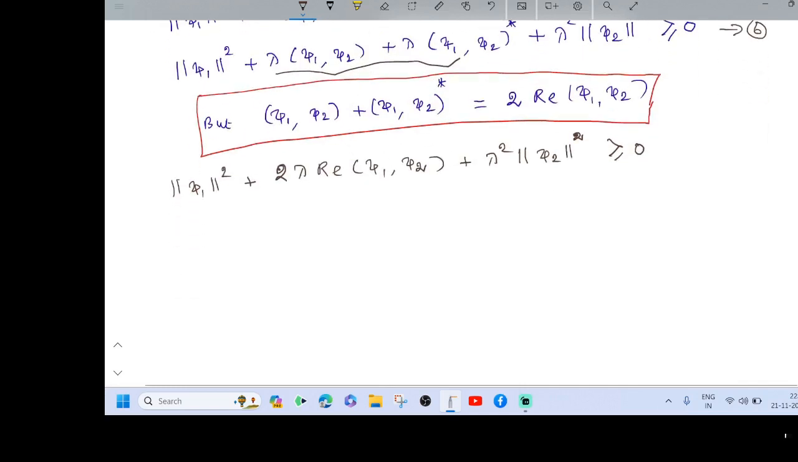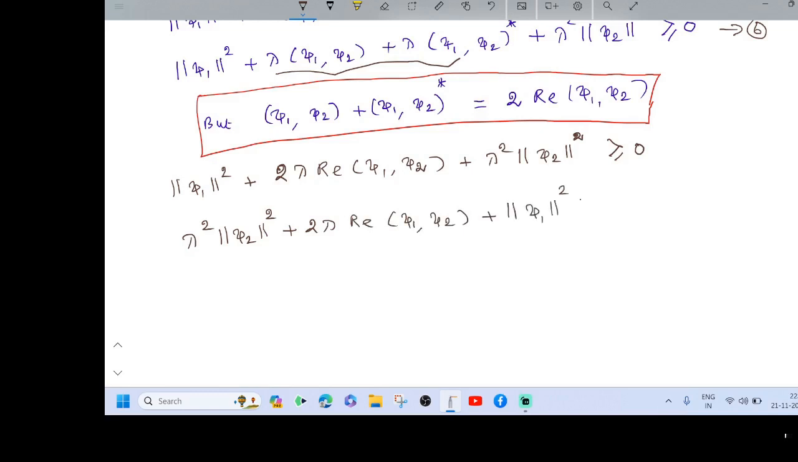Now we have to modify this in a convenient form. Take lambda square first. Lambda square, then norm square of psi 2 plus 2 lambda, the real part of psi 1 comma psi 2 plus norm square of psi 1 greater than or equal to 0. This is equation number 7.